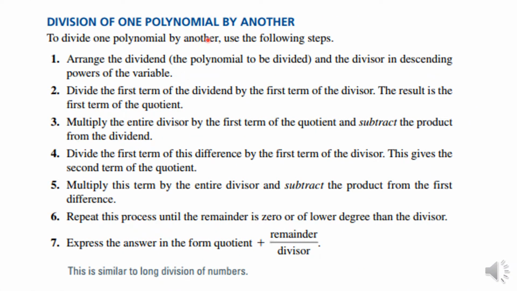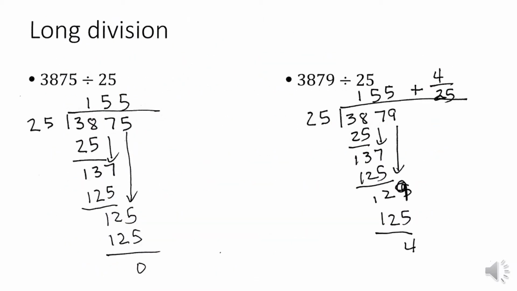If you divide a polynomial by another polynomial, it's more complicated, but it's very similar to long division using numbers. So we're going to review that. If we were to divide 3875 by 25, we would arrange it this way.